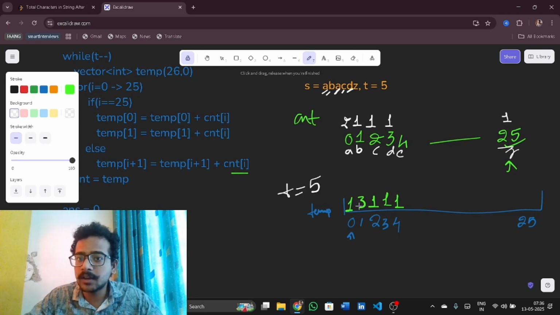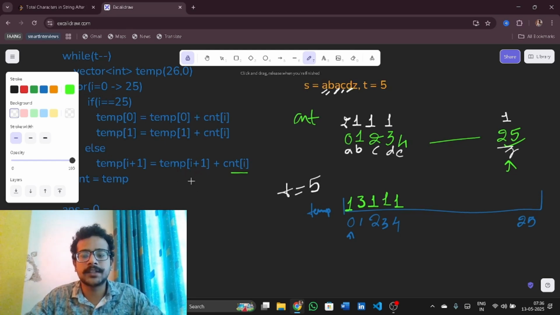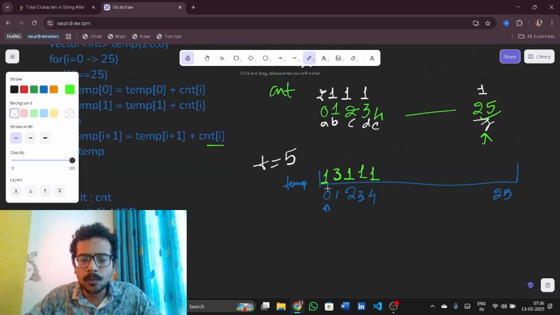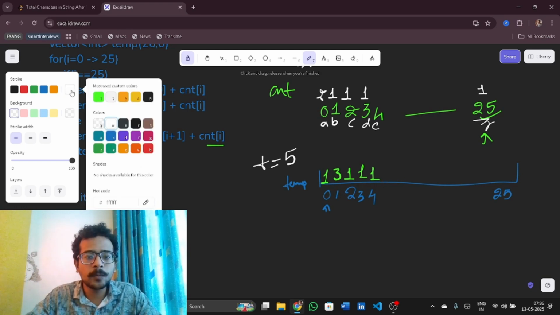That's why I think you have remembered that I have asked you why I am taking temp of I plus 1. Right. Now, I think for now it's clear. 1, 3, 1, 1, 1. Yes, it is clear. Now, let us look at t is equal to 4.